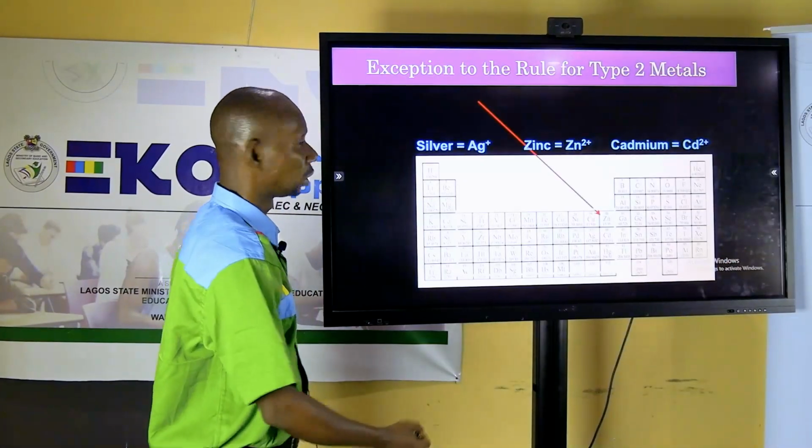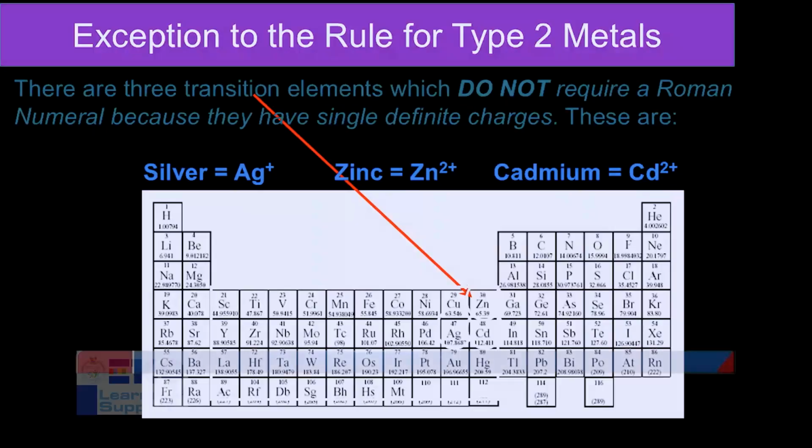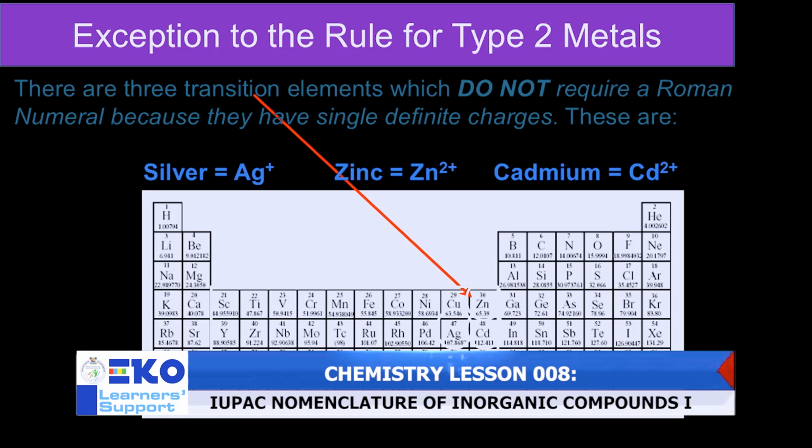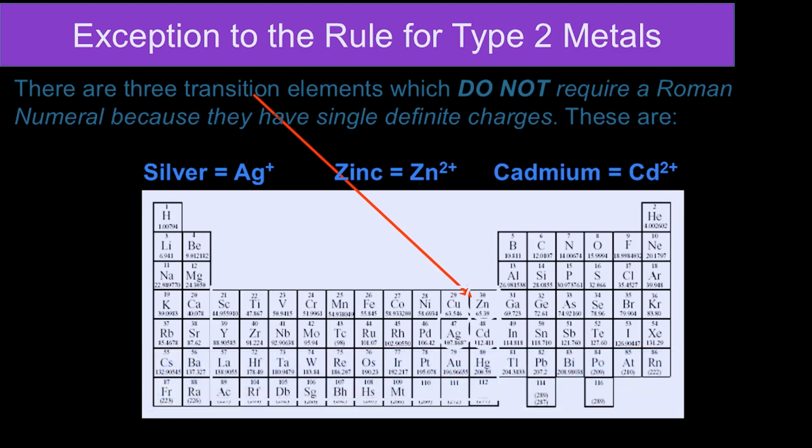All right. So there are exceptions to the type 2 rule, and that is these 3 ions: silver, zinc, and cadmium. They have fixed charges. Even though they are transition elements, their charges are fixed. Silver is +1, zinc is +2, cadmium is always +2. So that is an exception to that rule, and you can see their location on the periodic table there.